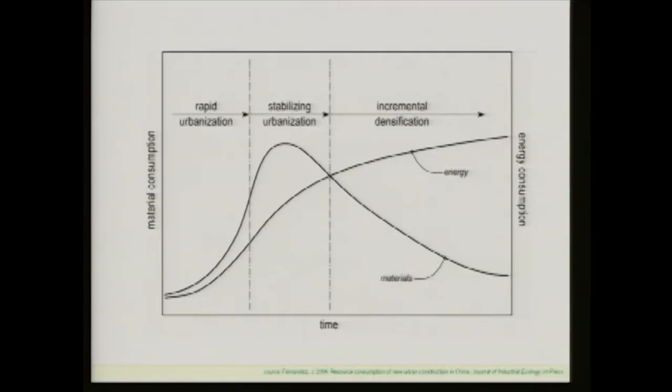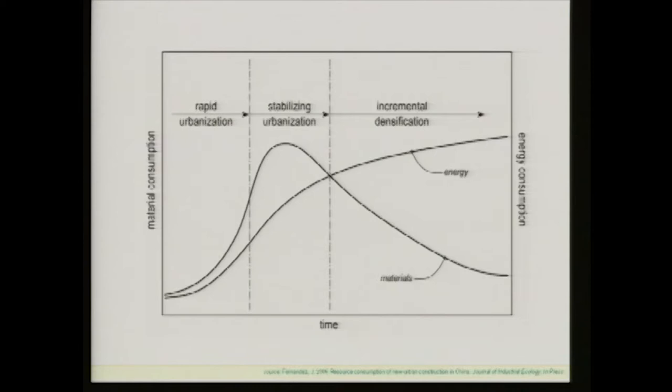We can actually apply this to cities, especially rapidly urbanizing urban centers around the world. And this is one of my own graphs. This comes from research on Chinese cities, a paper I wrote recently published in the Journal of Industrial Ecology on the massive urbanization of China. Basically, I think you can break it down into three phases, especially, as I said, in massively urbanizing, rapidly urbanizing cities. The first phase is additions to stock, and that is an overwhelmingly material intensive phase.